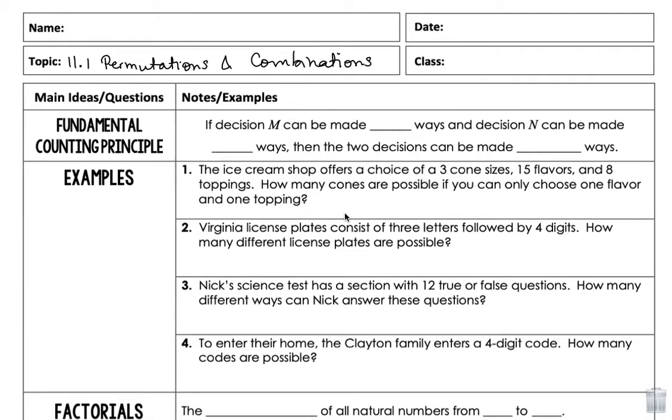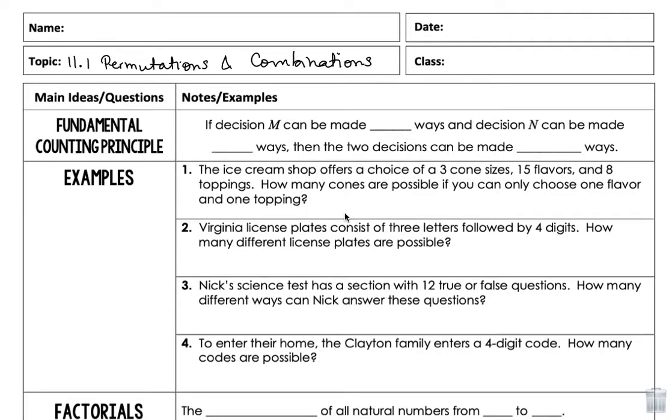We're going to be starting our probability and statistics unit, and we're looking at 11.1 fundamental counting principle and permutations and combinations. I want to remind you to pause, rewind, and rewatch any part of this video if I'm going too fast, because this is for you to go at your own pace.